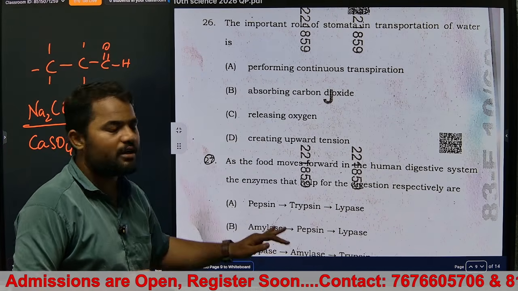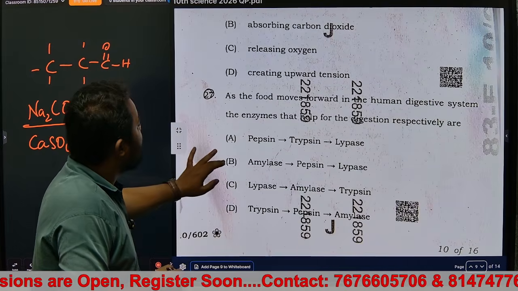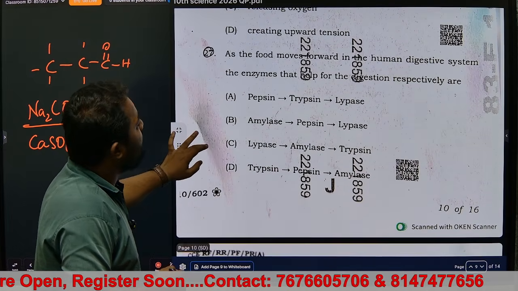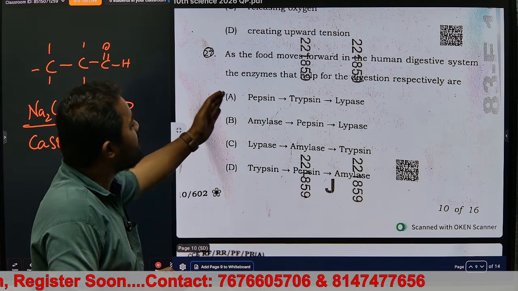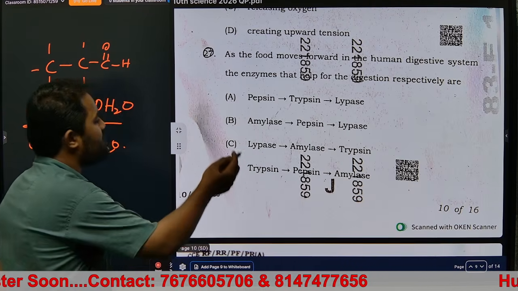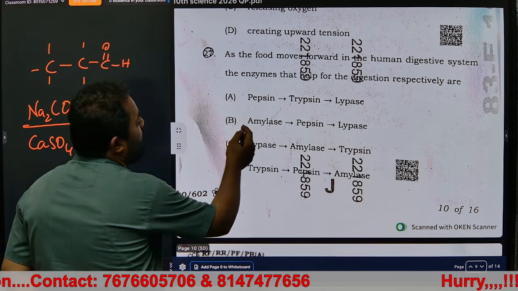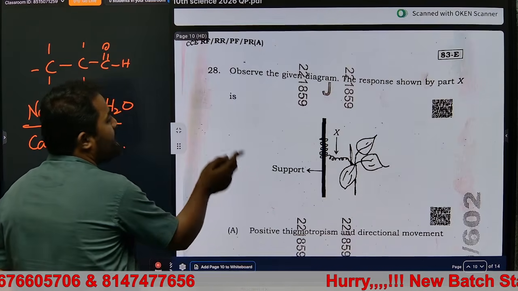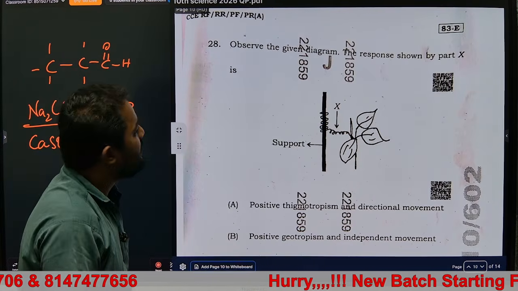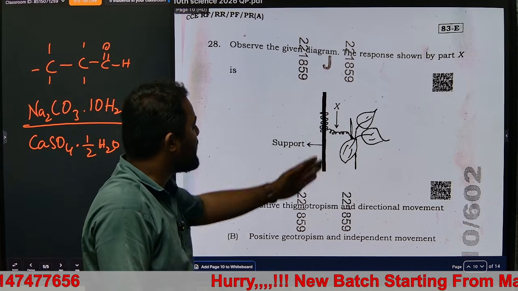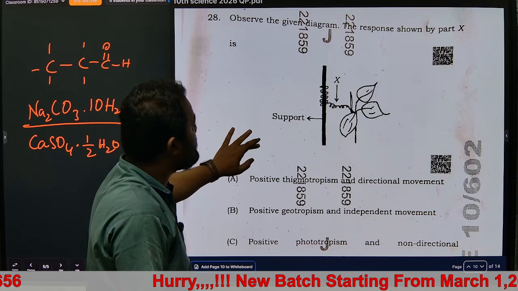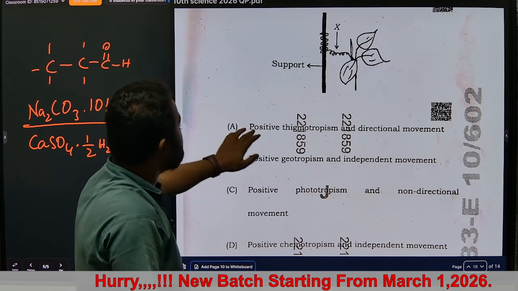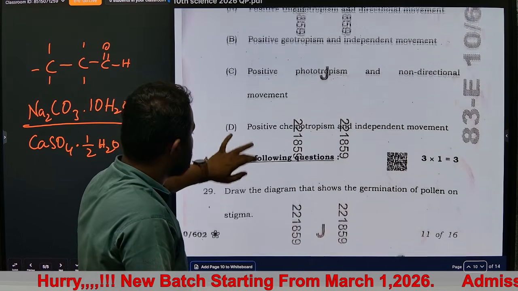We have to wait for the board key answer. As the food moves forward in the human digestive system, the enzymes that help in the digestion respectively are, it will be obviously amylase, pepsin and lipase. Next, observe the given diagram and the response shown by part X. Part X shows the thigmotropism. Okay, positive thigmotropism and directional movement.